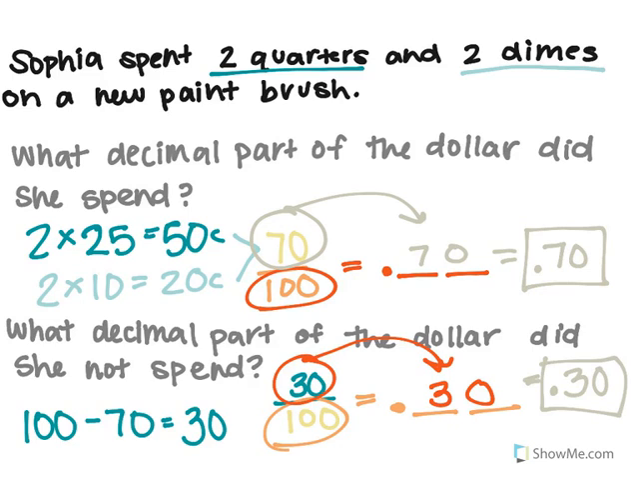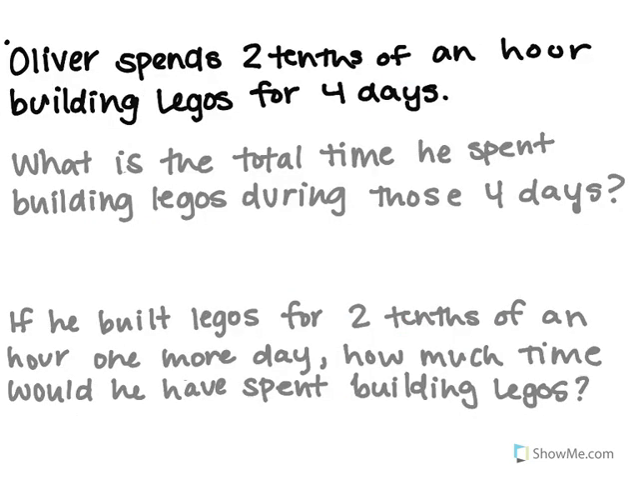Okay, try this one with me. Oliver spends 2/10 of an hour building Legos for 4 days. What's important there? 2/10 was important, and 4 days is important. It says, what is the total time he spent building Legos during those 4 days? How would I figure that out?